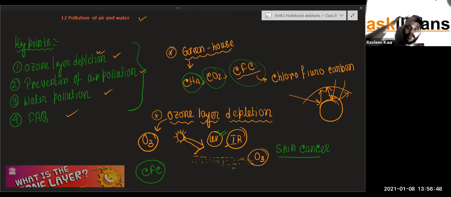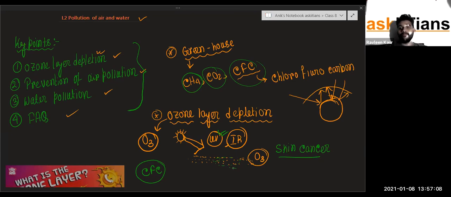As a result, the sun rays are falling on our earth with the UV and the IR, those types of harmful rays are also falling there. As a result, we are prone to skin cancer. So this is another product of this pollution in air.